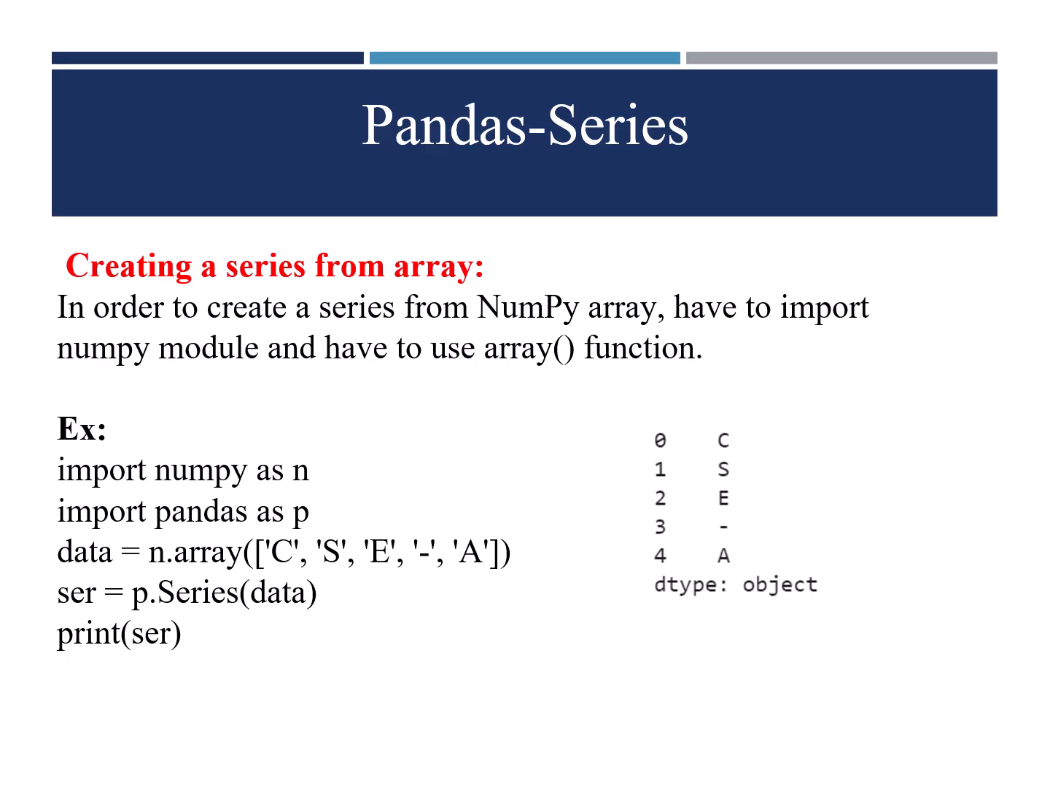Now when we try to print ser, the output on the right hand side displays the index 0, 1, 2, 3, 4 and the collection of data items which are available in the array.